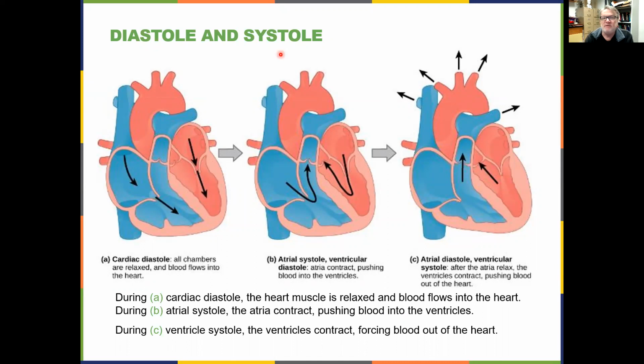Because the atria and the ventricles contract at different times, we have two different systoles. Atrial systole pushes blood from the atria into the ventricles. And then about 1 or 2 seconds later, the ventricular systole will cause blood to be forced out of the heart through the arteries to the pulmonary and the systemic circuit. So those are why we have both a high and a low blood pressure number.